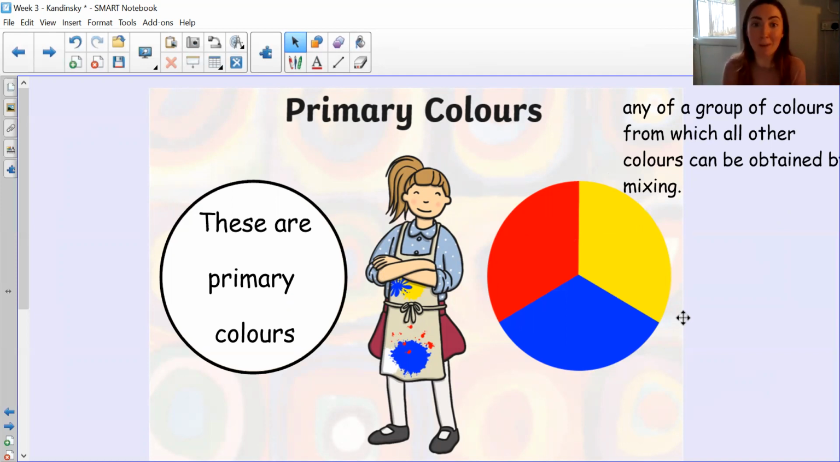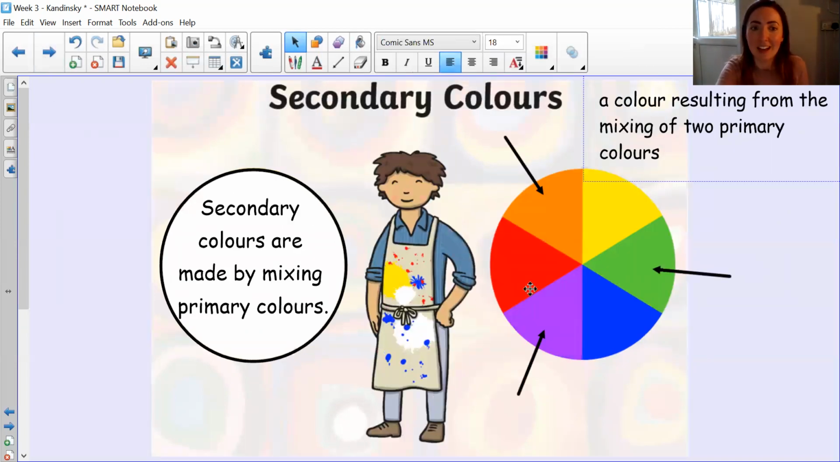And it might help to remember primary, like primary school. We are a primary school, and it's where we start our schooling. So primary colours are the colours that we can start from to build all the other colours. Secondary colours are colours resulting from the mixing of two primary colours.